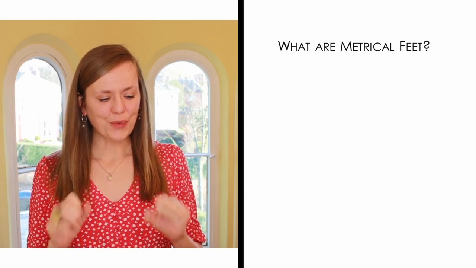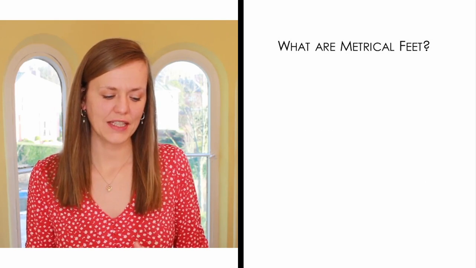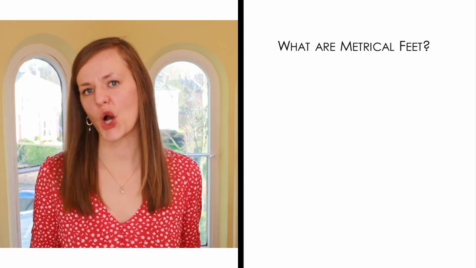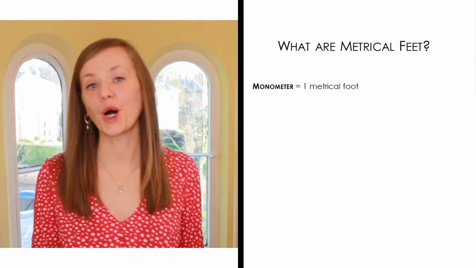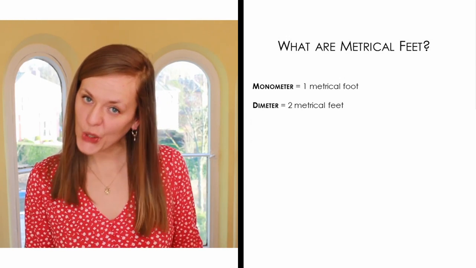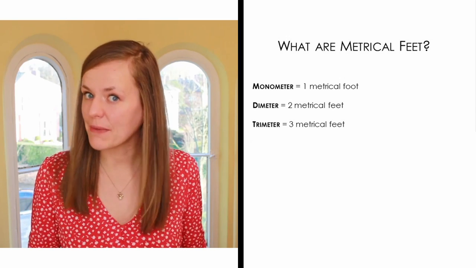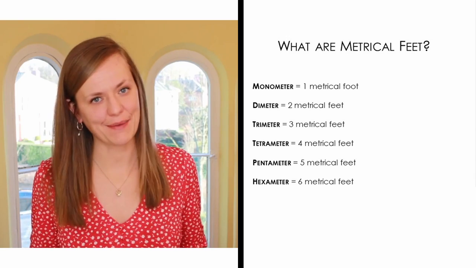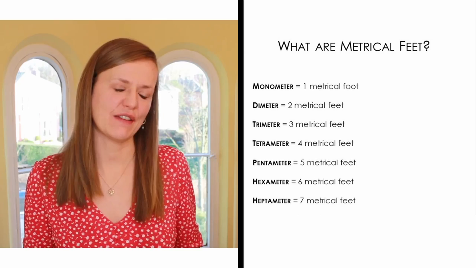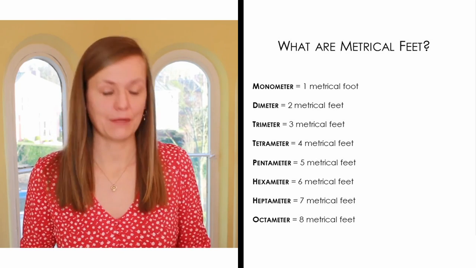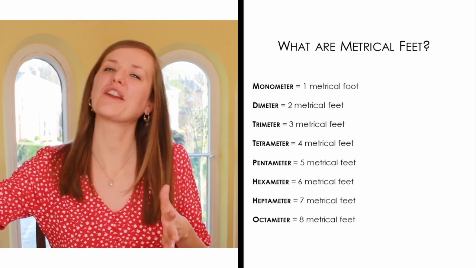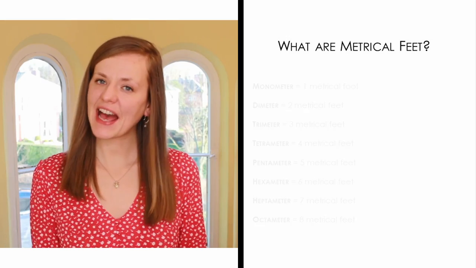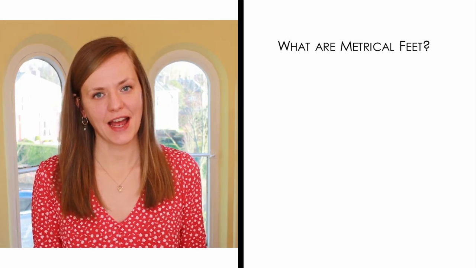So once you have worked out the rhythm of the metrical feet, then you can determine how many metrical feet there are in the overall line. These are called monometer, that is one metrical foot, dimeter, that is two metrical feet, trimeter, that is three metrical feet, tetrameter, four metrical feet, pentameter, five metrical feet, hexameter, six metrical feet, heptameter, seven metrical feet, octameter, eight metrical feet, and so on. It can go on indefinitely, but it's unlikely that you would meet anything really more than that. And how do these combine with duple meter and triple meter?